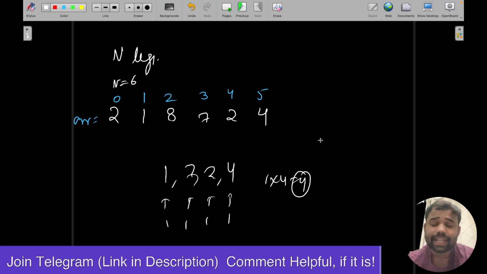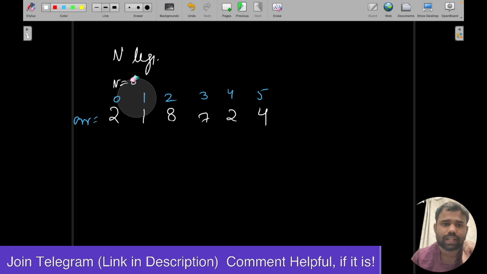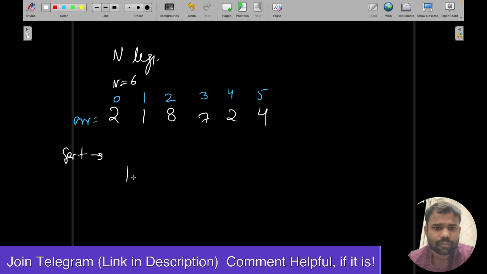So guys, for each leg, we will consider that leg and all the legs with more strength than it, and see what weight they can have. So first of all, we will sort this array. After sorting, it will become 1, 2, 2, 4, 7, 8. Amazing. Now see what we will do. Now let's say the indices are 0, 1, 2, 3, 4, 5.